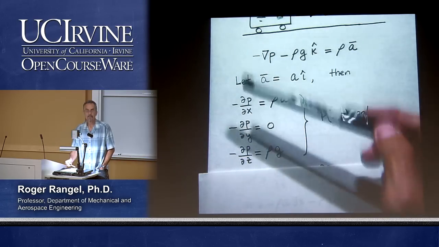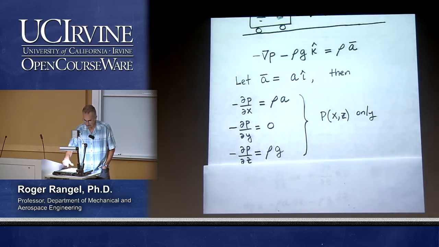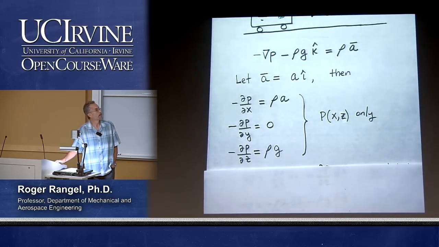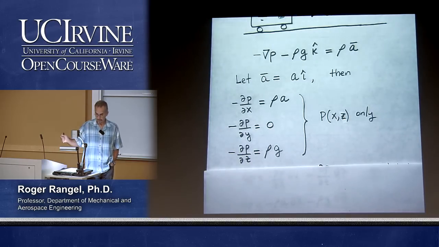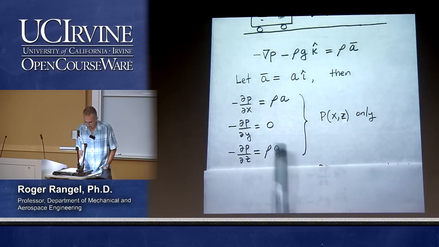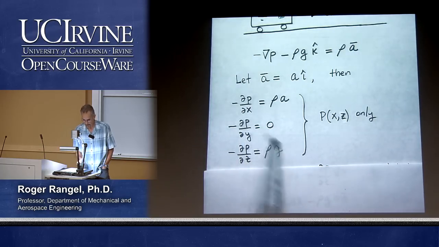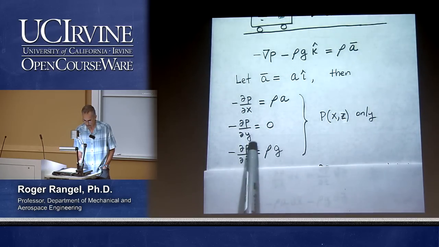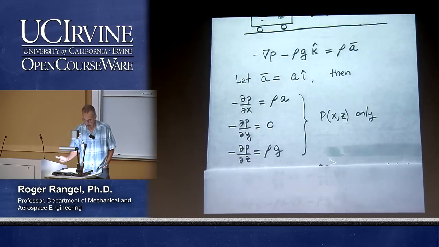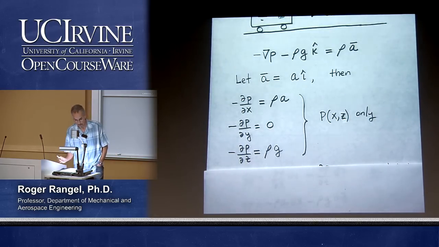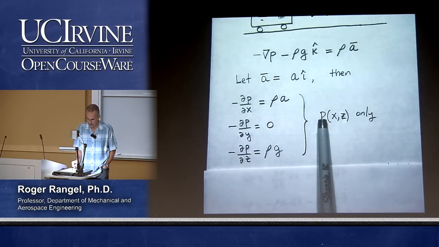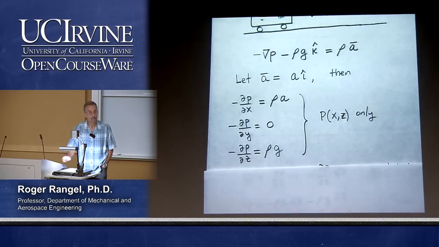Essentially what they're doing for me is telling me the three components of the pressure gradient in each of the coordinate directions. Since they're telling me that there is no pressure gradient in the y direction, I already know that there's no change in pressure in the y direction. So one thing that I conclude right away from these three equations is that the pressure is only a function of x and z.